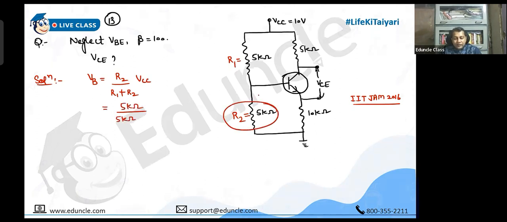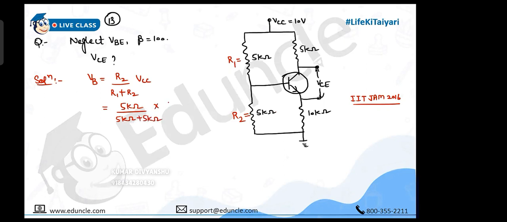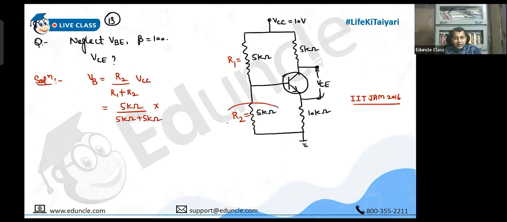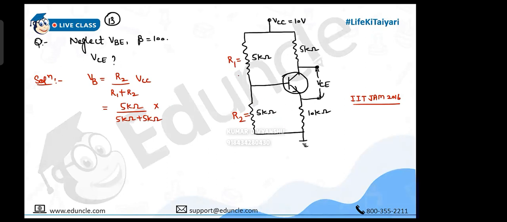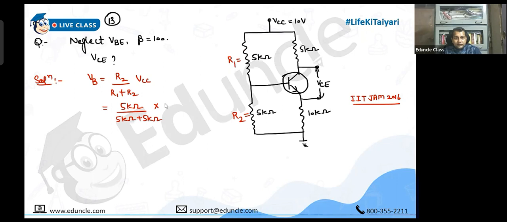R2 means this one. So this is actually this resistance over the sum. It is always the grounded resistance, sir. Which one? Yes, this one. Yes, sir, always the grounded one. Yes, Arun, Rishita, very good.